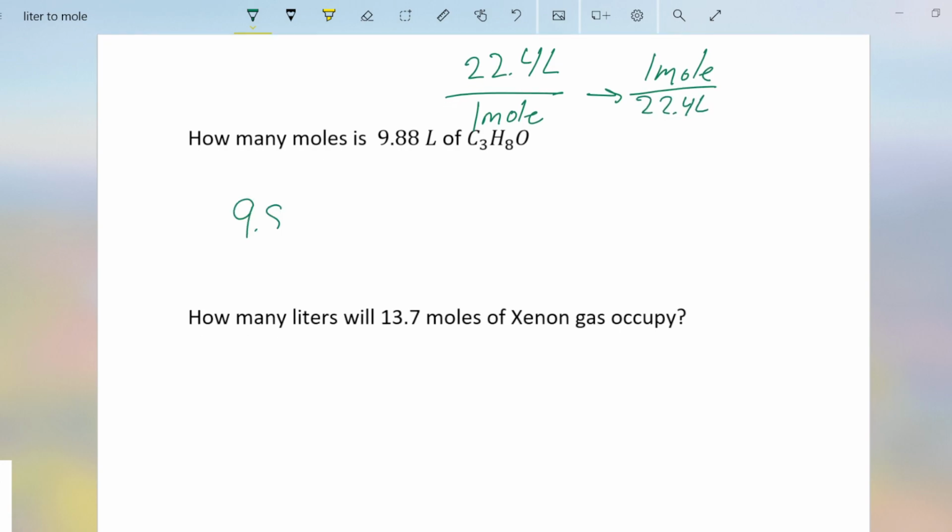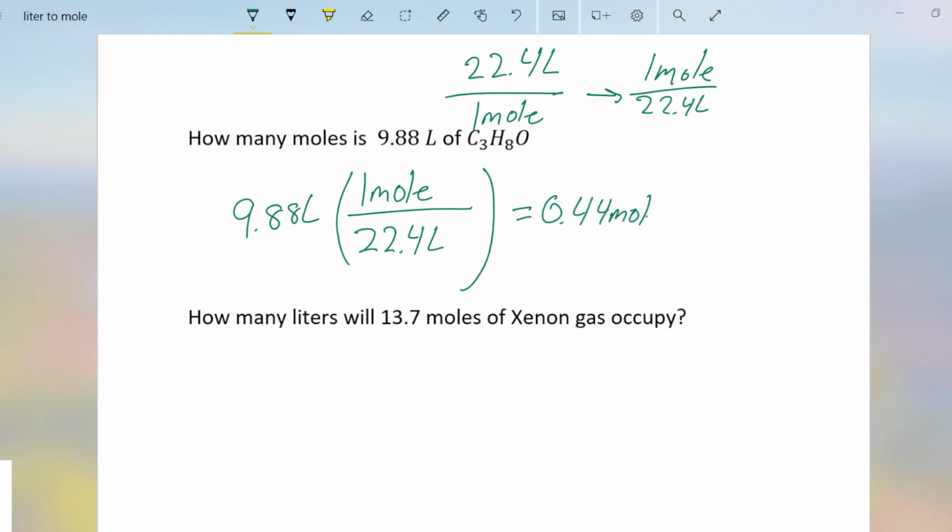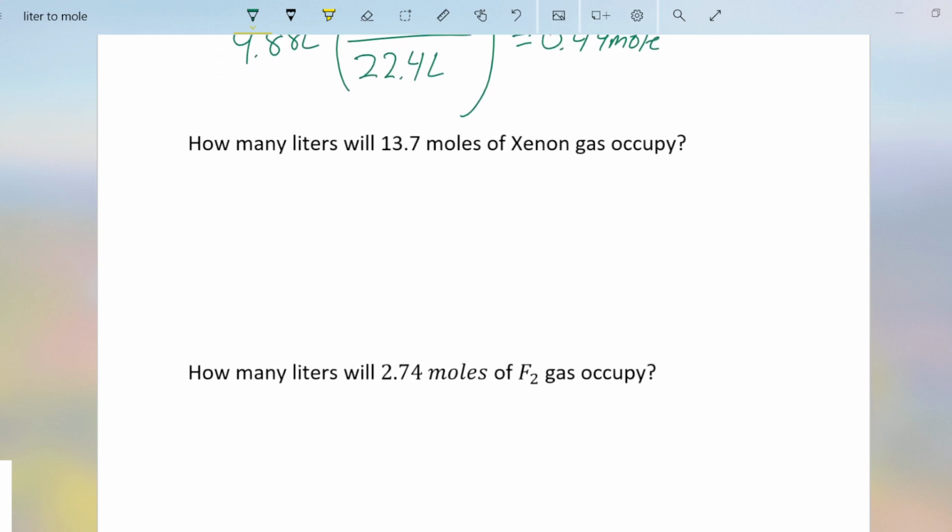So if I have that 9.88 liters, and I multiply it by, I put my boat there, we are on volume island right now, so we are going to mole island, which means that our volume stuff, or our liters, goes below deck into storage, and above deck we put our 1 mole. When I do this math in my calculator, I get 0.44 moles. 0.44 moles of this methyl ethyl ether will have 9.88 liters of space at standard temperature and pressure.